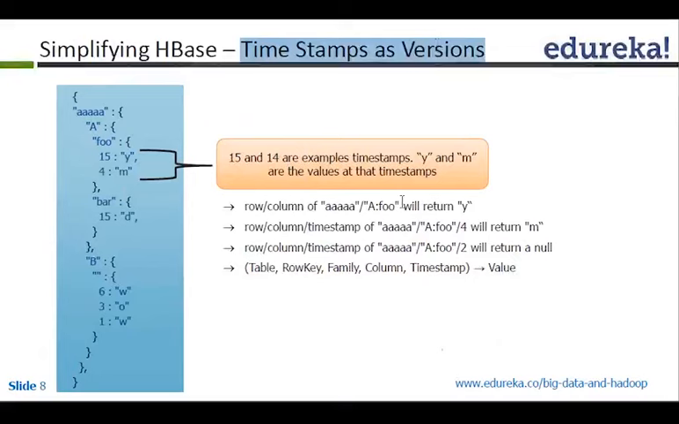Then timestamp is also, that means even the values are sorted in a descending fashion. You decide how many versions you want, and based on that, HBase will store that many versions for you. So if you look over here, this is the row ID, this is the column family, this is the column name, and these are the different values for that particular column family, colon, at a particular point of time. So row, column, and timestamp will return me M. That means A, foo, and 4, that's the timestamp, will return me the value at that particular point of time.